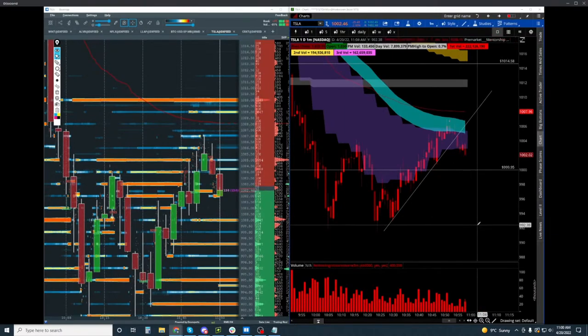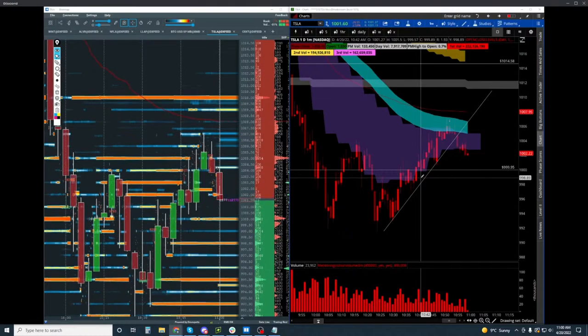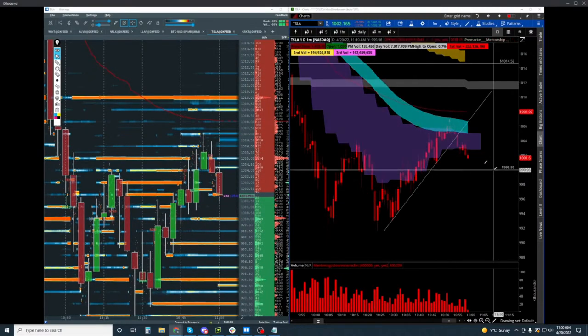Next target 992. Personally, no, I didn't take it. I'm over here explaining. I'm not in that trade. I'm just holding Netflix over here, actually my bear. But this is a very good entry. So perfect setup.